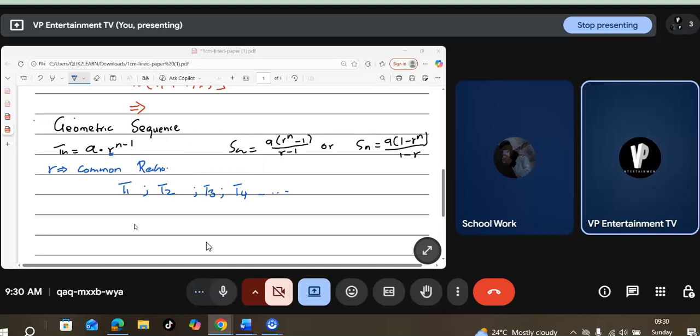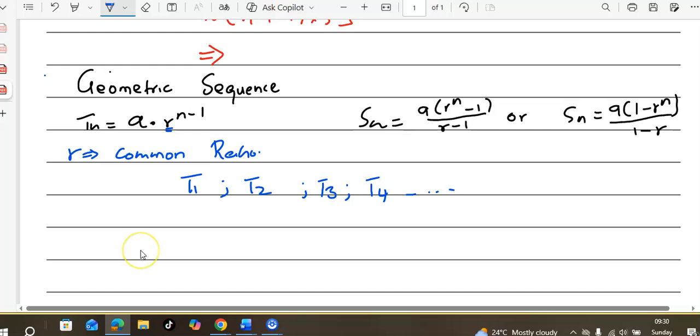So look at this. We are saying that R is a common ratio. According to your own understanding, what is a ratio? It's a fraction, right? Yes, sir. It's a fraction. So you can see that R will be equal to T2 divided by T1. In arithmetic, we subtract. In geometric, we divide. So a common ratio simply means that it is the same for T3 divided by T2. You should get the same answer. Are you with me on that?